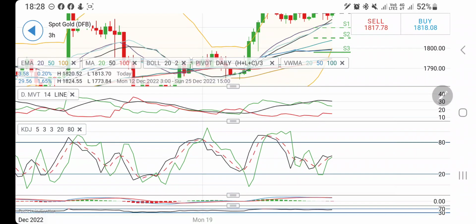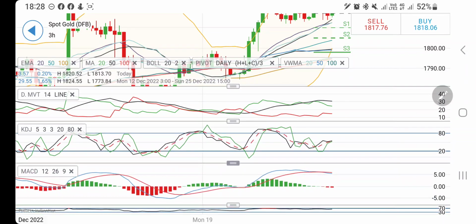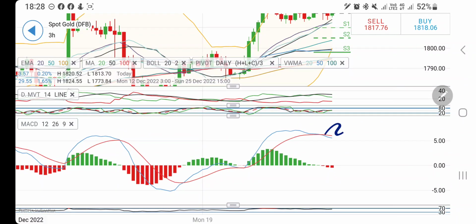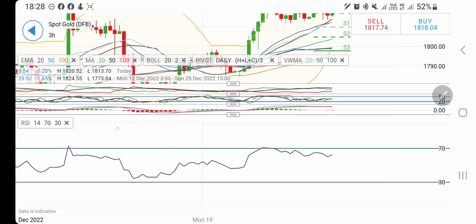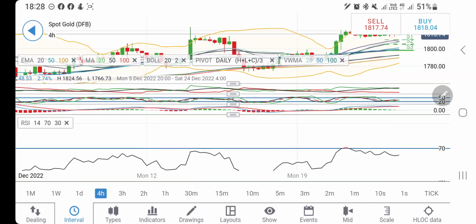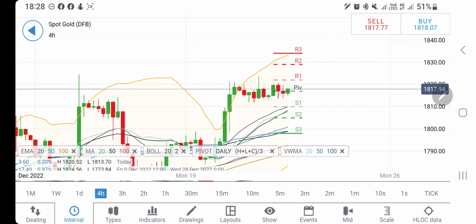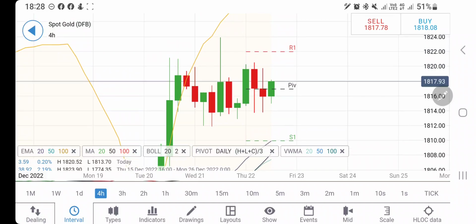Directional movement is bullish. It is trying to converge a bit. Stochastic has seen a drop and is now trying to trade comfortable. The MACD is divergent and bearish. It has crossed over. This is just the third red candle and it is still trying to trade in red. RSI is trying to look upwards. It is already trading near to the top there. Now look at the 4-hour charts.